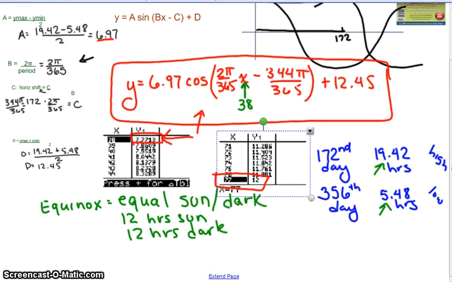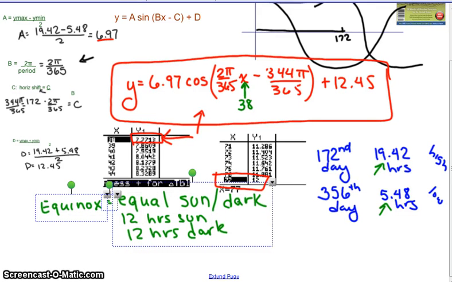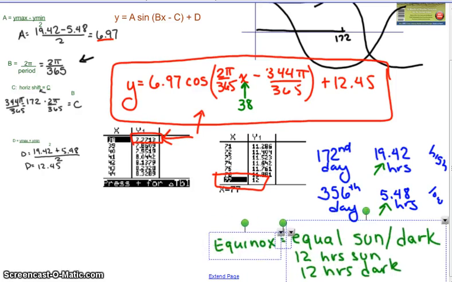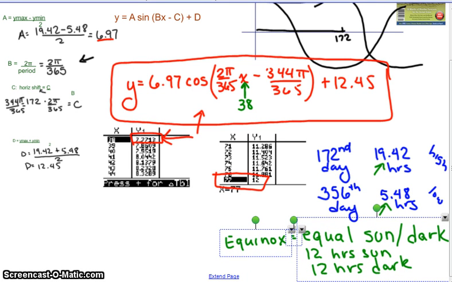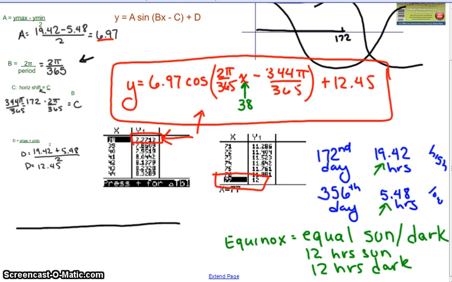So how about the other equinox? When will that take place? Well, if you can imagine what's happening here, we have sort of a zero line. This is really 12.45 hours. And what we're saying is, what do we know? We know that at 172 days, we're at a high. We know that at 356 days, we are at a low.